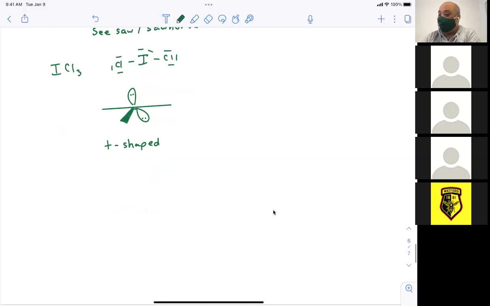Okay. Now, last one in this column. I3 minus.